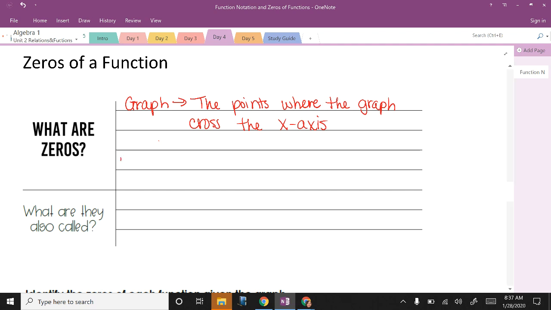If you have to do it algebraically, that means they give you an equation and no graph. It's going to be the points where f of x equals 0.